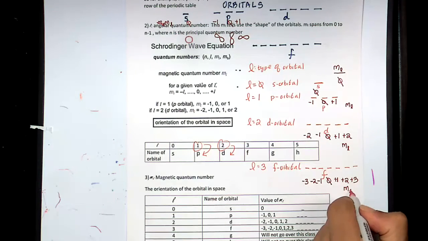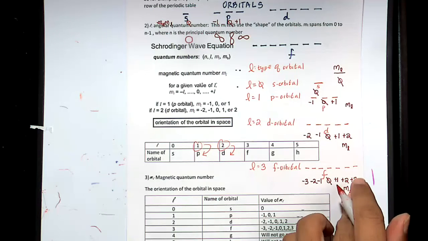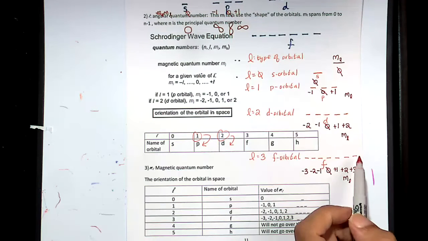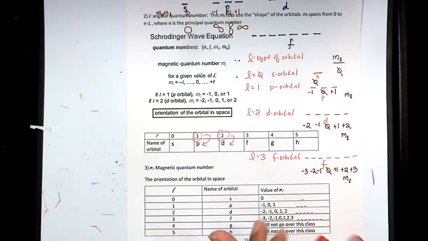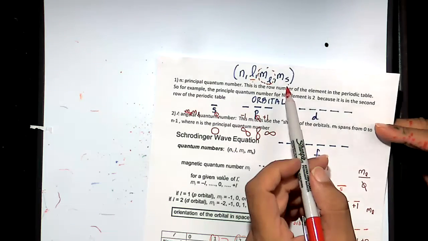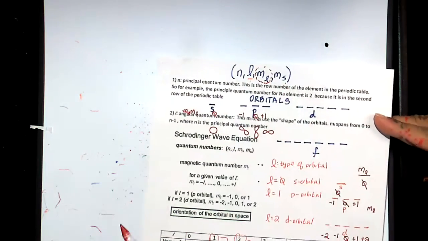This is called a magnetic quantum number. Don't worry about the technical name. It's just where within the orbital the electron can reside. So these are the different values for s, p, and d. And of course, the fourth quantum number, the spin quantum number, is +1/2 or -1/2.